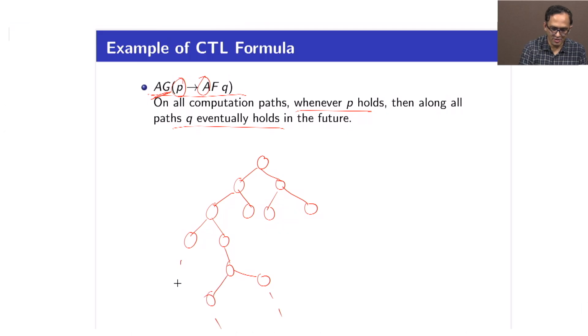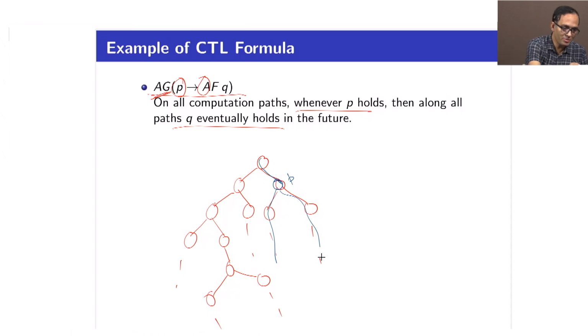It can be anything, right. I just take some arbitrary branching tree. What I am saying here is that there are many paths here, right. In all paths, if P holds, let us say P holds here, I am thinking about this path, P holds here. Whenever P holds, in the future, from there on, there are two paths, this is one path and this is one path. In these two paths, Q should hold in future.